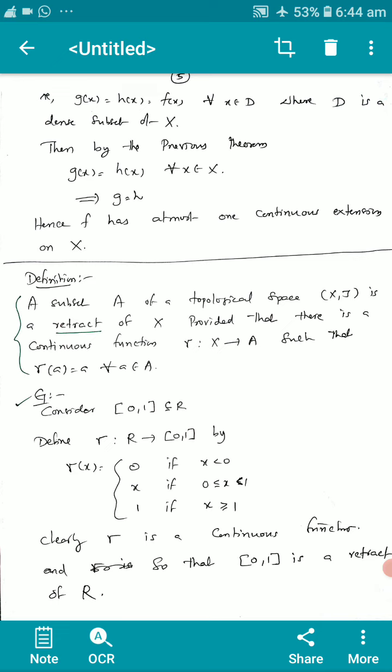A subset A of a topological space X is a retract of X, provided that there is a continuous function gamma from X to A such that gamma of a equals a for every a in A.